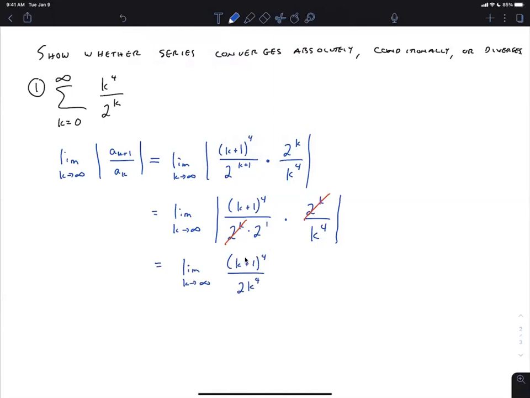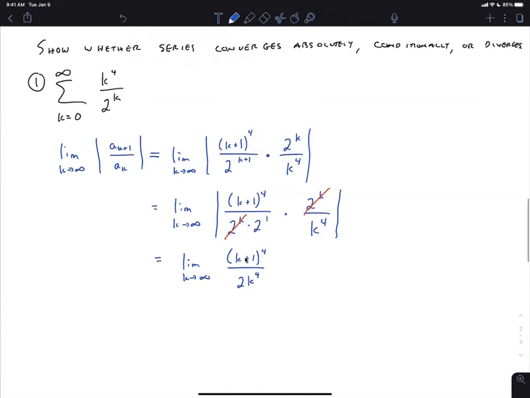K to the fourth? Yeah, it'll be k to the fourth. So we're going to get the limit as k approaches infinity of k to the fourth over 2k to the fourth, which is then 1/2. Okay, we're not done, but that's evaluating that limit. Does everybody follow how to do that? Any questions on how to do that?